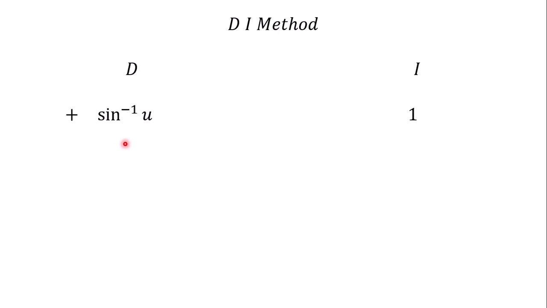Here we are going to differentiate this one and then we integrate this one. Now when you differentiate sine inverse of u, we are going to get 1 over square root of 1 minus u squared. And when you integrate this one, we are going to get u.